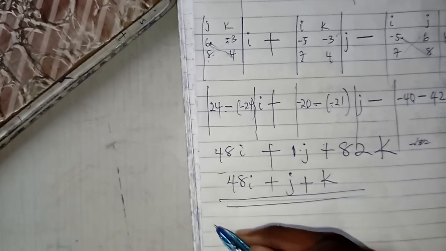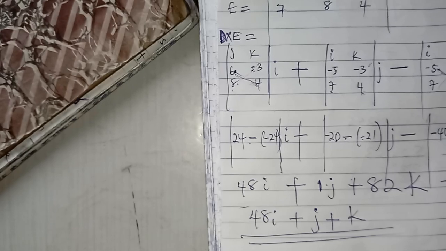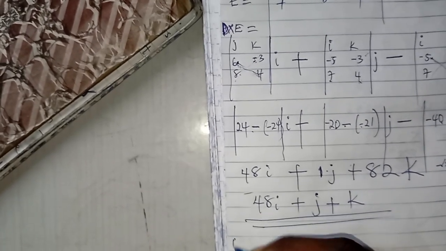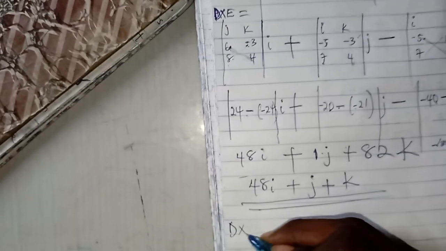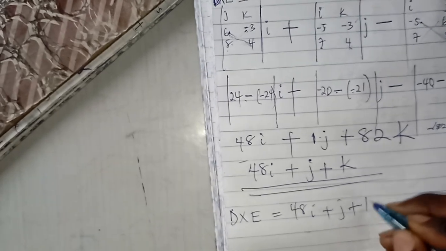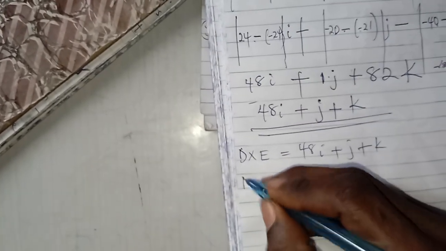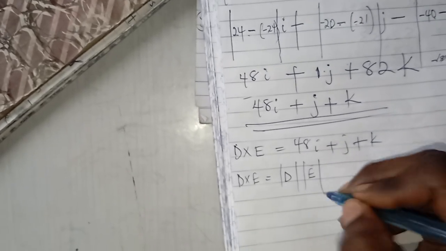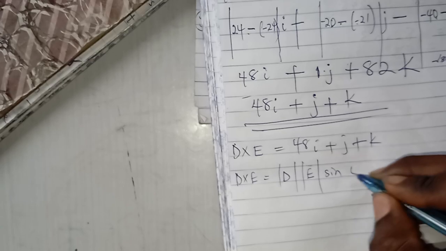So D cross E is equal to this. But remember, to find the angle between them, the magnitude of D cross E equals magnitude D, magnitude E, then sine theta.